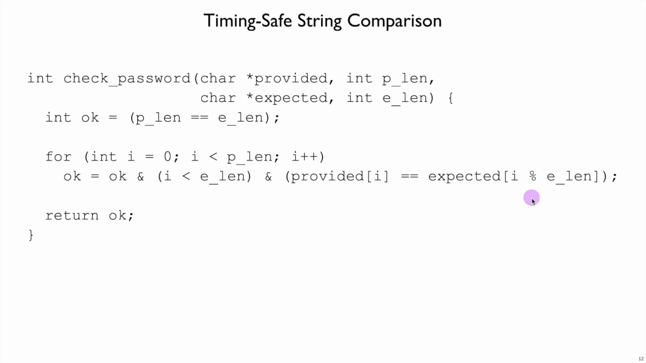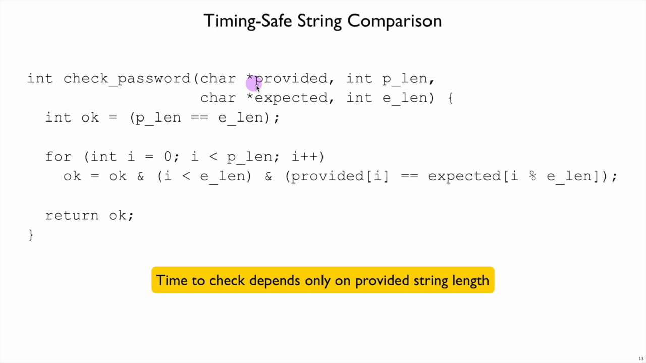We do have to do a modulo here to make sure that we stay in bounds of the expected range, because we can't conditionalize the lookup here on whether I is less than ELN. We do check that, we just can't conditionalize it, and so we have to assume that expected is at least one character, and we can always do a modulo to get into a valid range to get some character to compare it to. Finally, OK is returned.